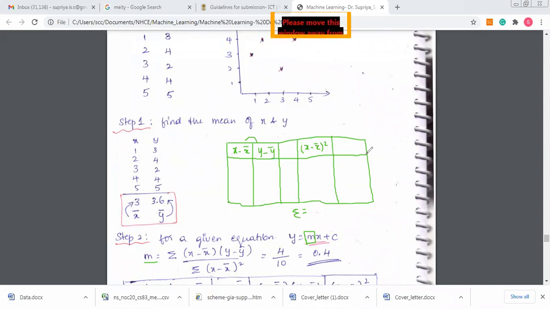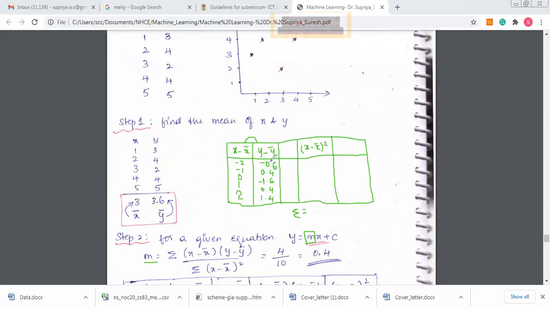So what is x minus of x bar? Values? -2, -1, 0, 1, and 2. Okay, y minus of y bar? -0.6, 0.4, -1.6, 0.4, 1.4. Yes.